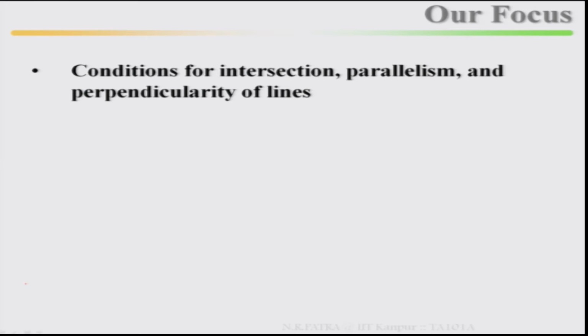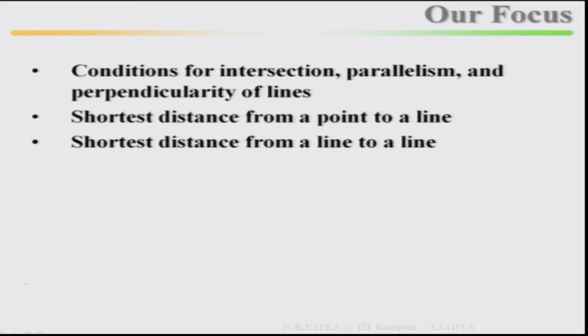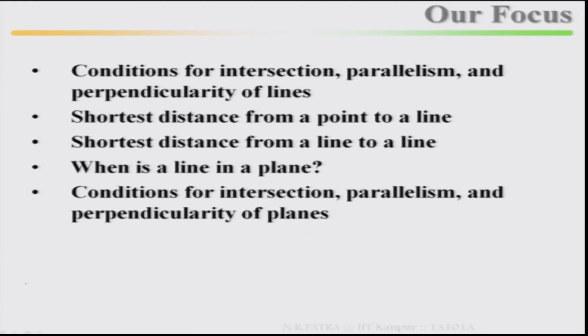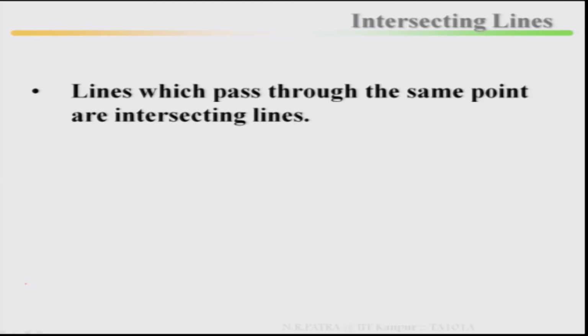We will cover the conditions for intersection, parallelism and perpendicularity of lines, the shortest distance from a point to a line, the shortest distance from a line to a line, a line in a plane, the conditions for intersection, parallelism and perpendicularity of planes, a line piercing a plane and its visibility, and then the angle between two planes. These are the things we are going to discuss in this part.